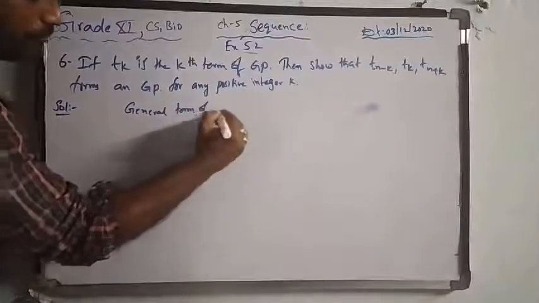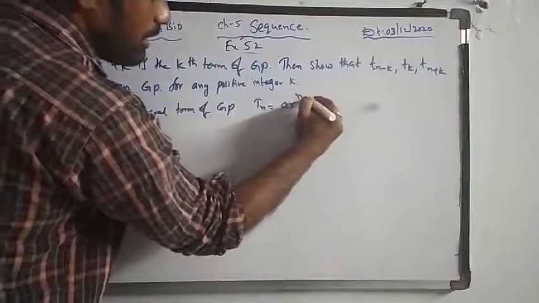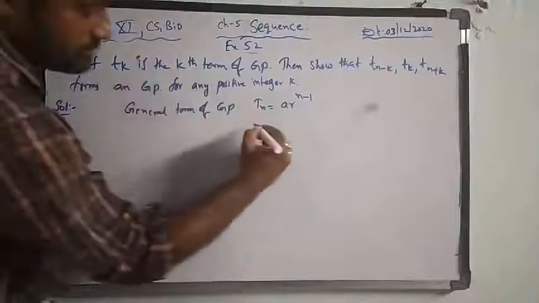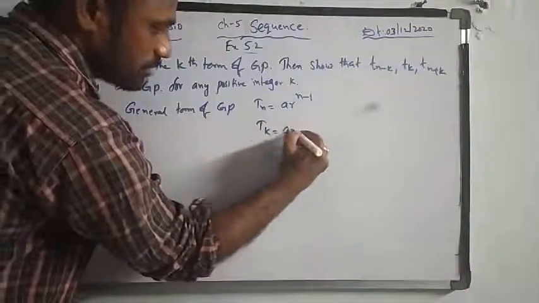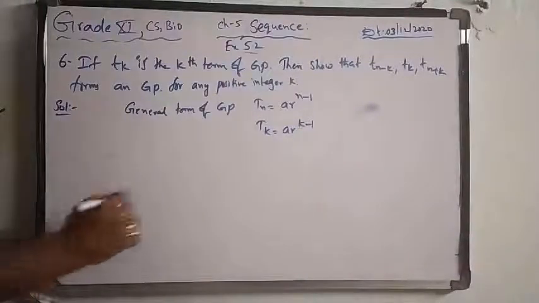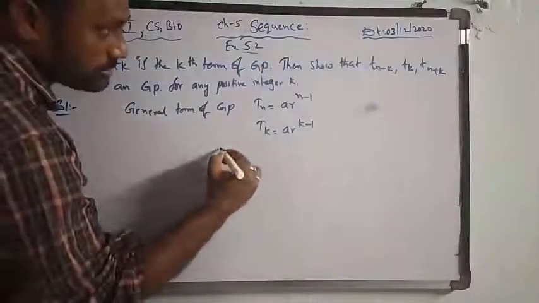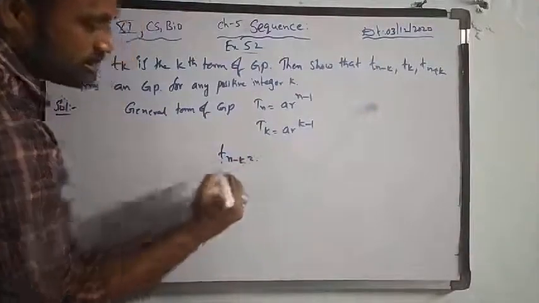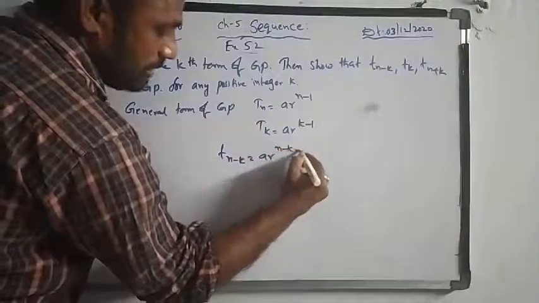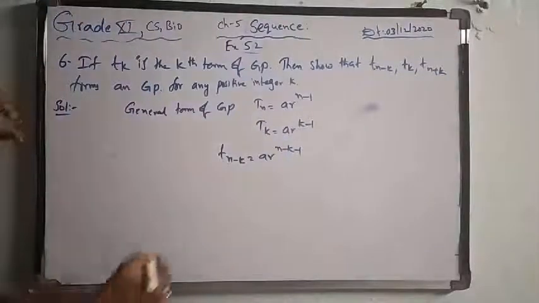General term of a GP is given by Tn = ar^(n-1). But here he is not asking the nth term, he is asking the kth term. So it will be Tk = ar^(k-1). So this is the general term, the kth term of a GP. He has given T of n minus k. So T of n minus k is given as ar^(n-k-1). So in total, the general formula is ar^(n-1).